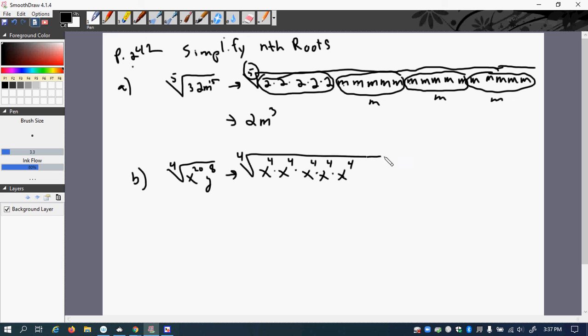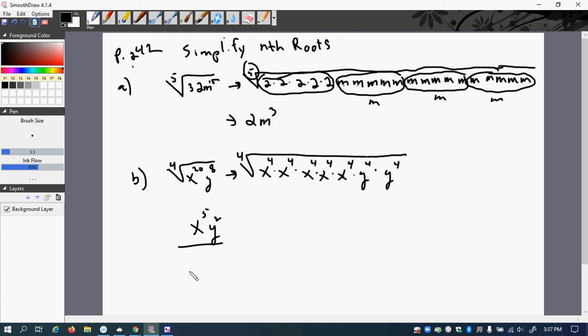And then we can do the y's. So y to the 4th and y to the 4th. Each one of these I can take out. So there's 1, 2, 3, 4, 5 x's, so x to the 5th. And there's only 2 y's that I can take out, so that would be y squared. So here is my simplified nth root for that.